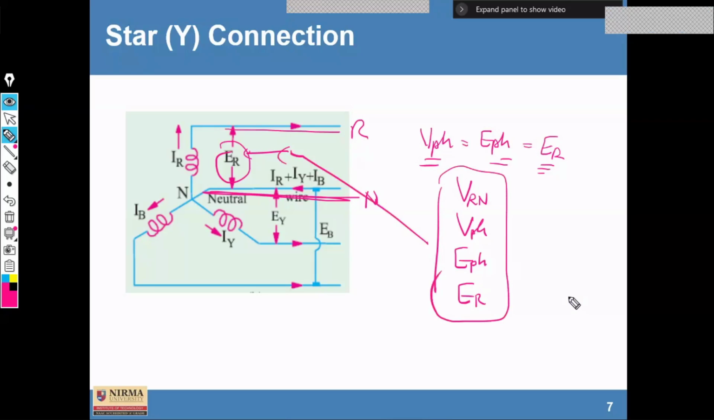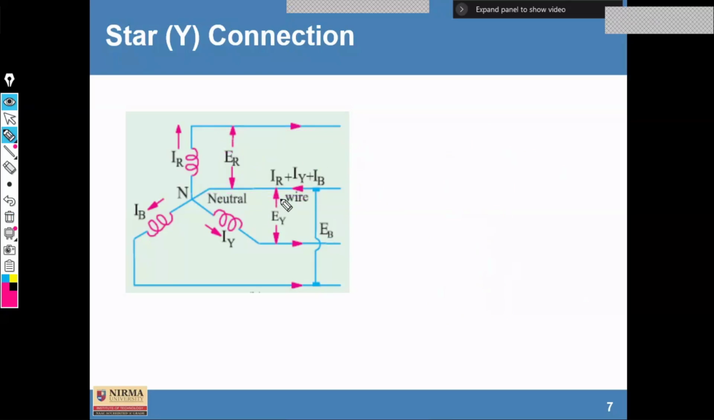So don't be confused while reading or referring to different books. Clear? Okay. So if you refer to BL Theraja, different notations are there. If you refer to your Patel book, then different notations are there. But ultimately, the meaning is the same. Fine. So this is the star connection.